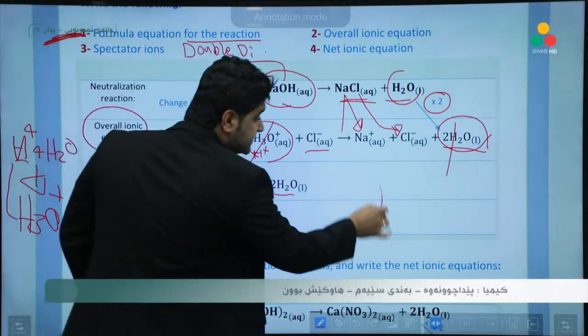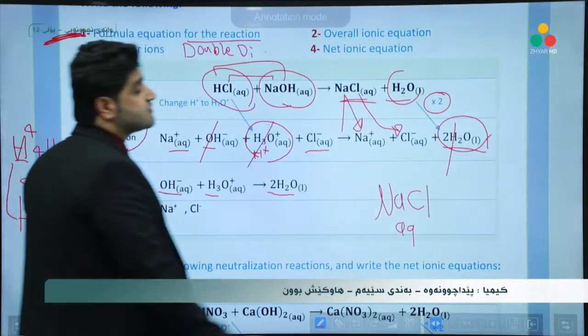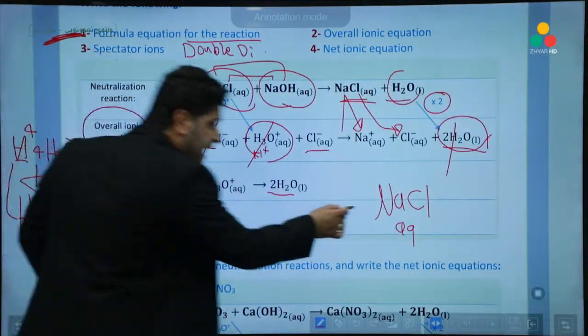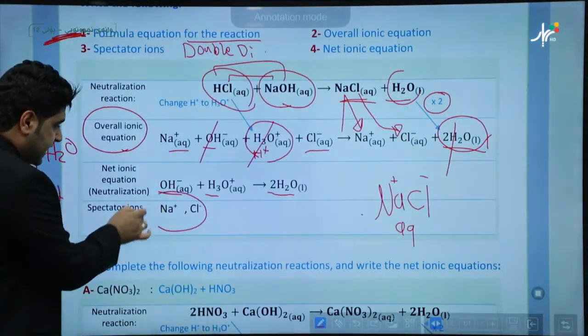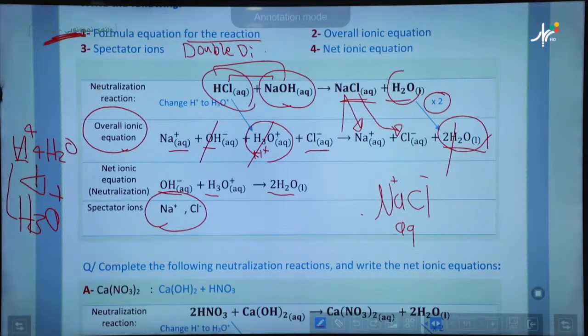Okay, we get NaCl. It's aqueous. We know that according to the solubility rules, it's water soluble. So Na+ and Cl- are spectator ions. You see that? It's very easy.